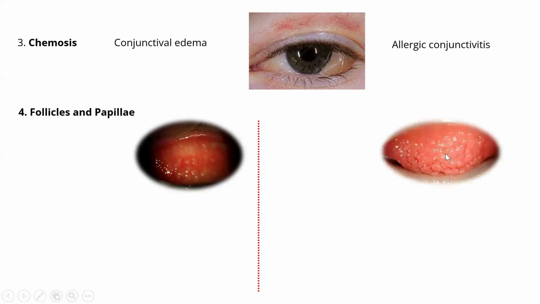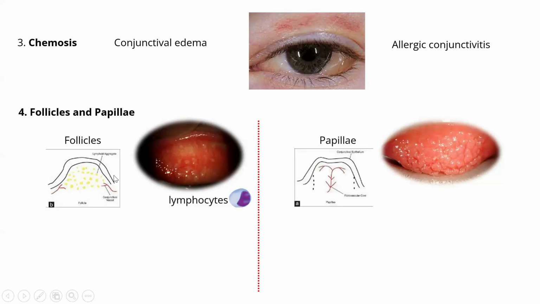Papillae are otherwise described as cobblestone appearance. What are follicles? These are nothing but lymphocyte accumulation, like follicles anywhere in the body. Lymphocyte aggregates in the subconjunctival tissue are called follicles. Whereas papillae have a vascular core in the center. In follicles, the center is whitish and the surrounding is red.